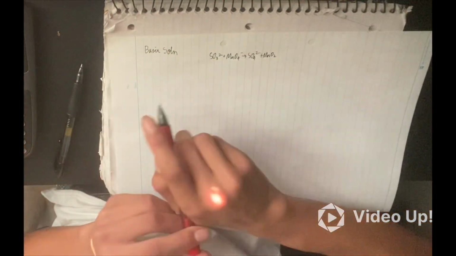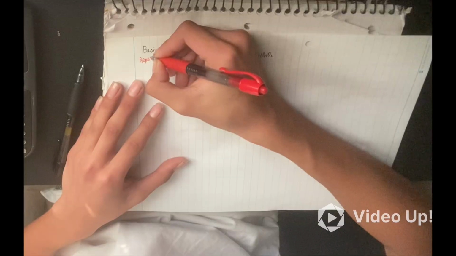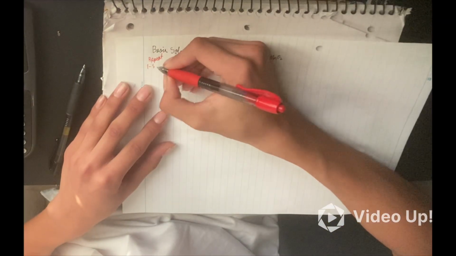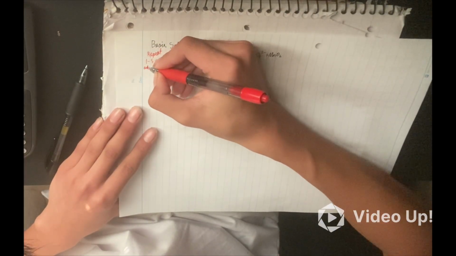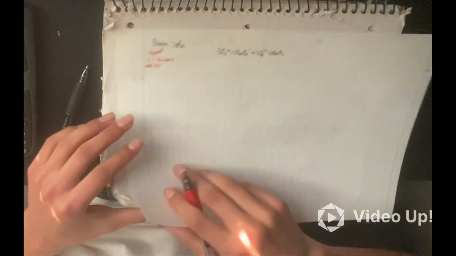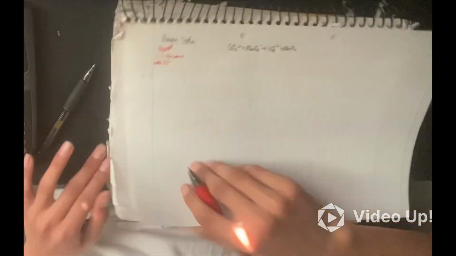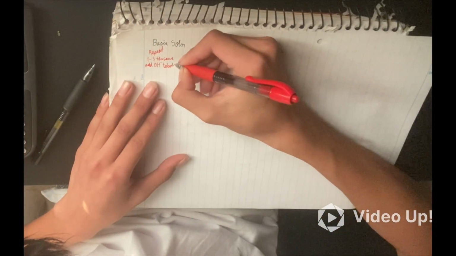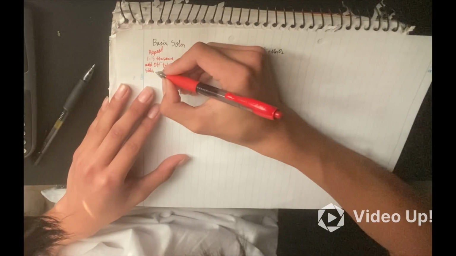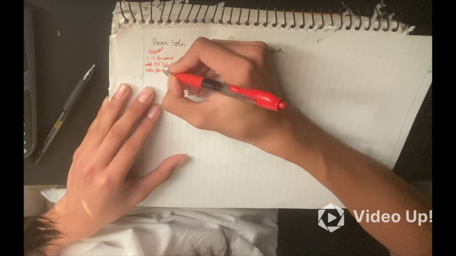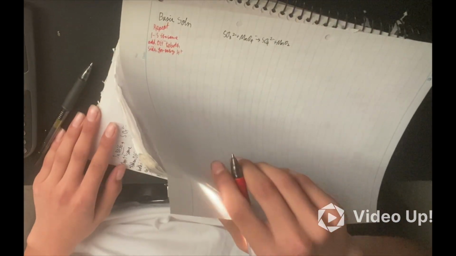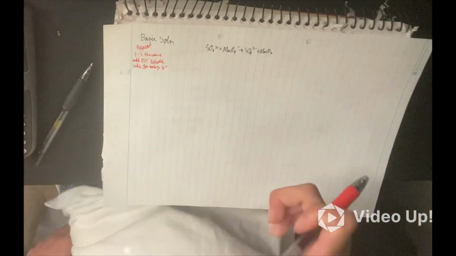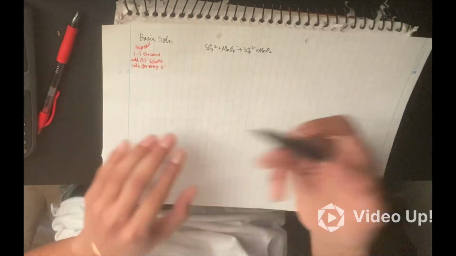For basic solutions, you're going to repeat steps 1 to 5 the same. But now you're going to add 1 hydroxide to both sides for every H. Add hydroxides to both sides for every H, and just like that. That is the only difference. So we'll do this again. I don't think I need to do this in red pen until we get to this step.